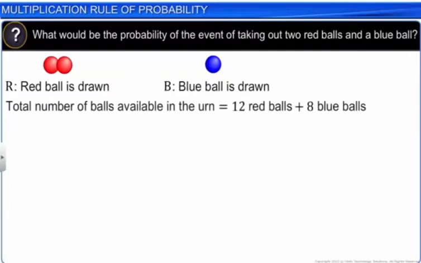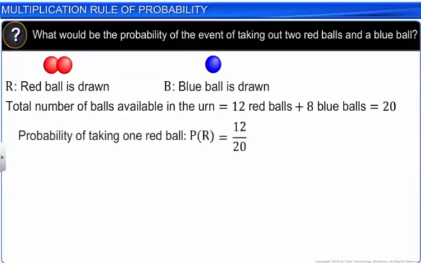The total number of balls available in the urn is 12 red balls plus 8 blue balls, which is equal to 20 balls. First, a red ball is drawn. And since there are 12 red balls, the probability of taking a red ball is 12 divided by 20, which is equal to 3 divided by 5.